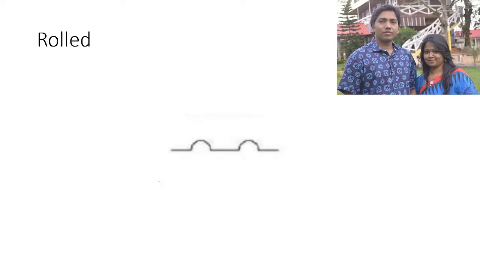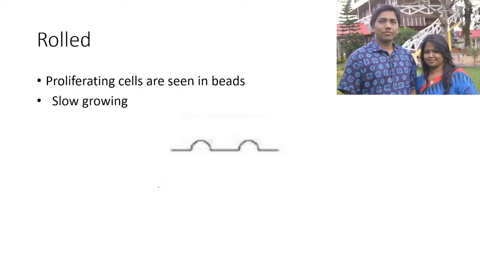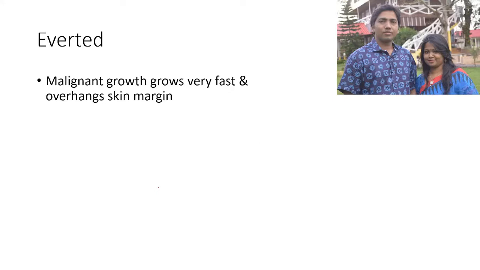Now raised and rolled. There is another thing that you will find: the ulcer is a proliferative lesion, but it has not spread. It is just a raised lesion, and the proliferating cells are called beads. It is found in basal cell carcinoma. In squamous cell carcinoma, the cells may grow rapidly and extend from the region, and that will be everted. So it is called raised and everted. So squamous cell carcinoma has an everted edge, and basal cell carcinoma has a rolled edge.